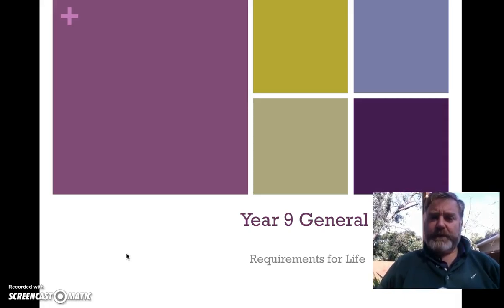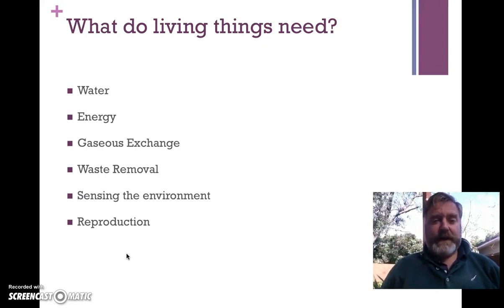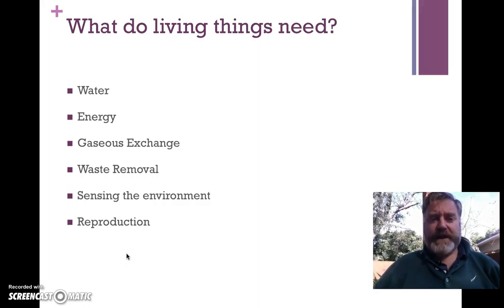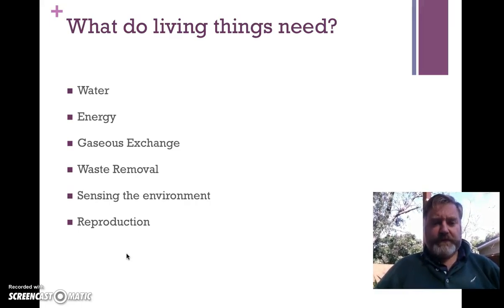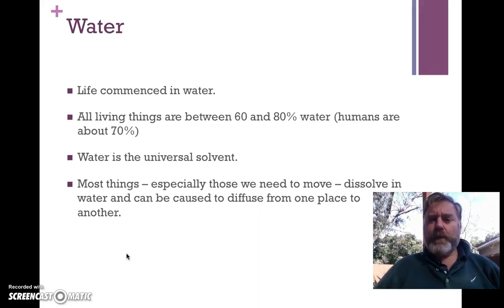But last week we talked about the requirements for life and what we thought we needed. And you did actually a very good job. It was great. So we came to an agreement that we needed water, energy, we need to be able to exchange gases, we need to be able to remove wastes. I should have got them in the wrong order, haven't I? We needed to be able to reproduce, and then we needed to be able to sense and respond to our environment.